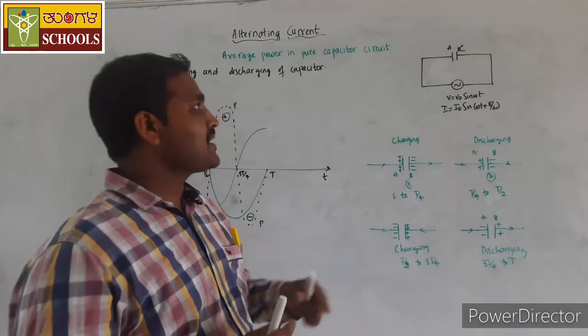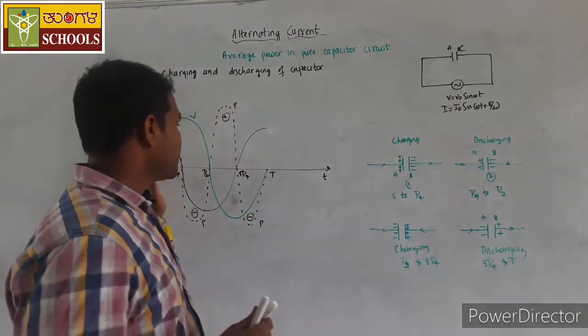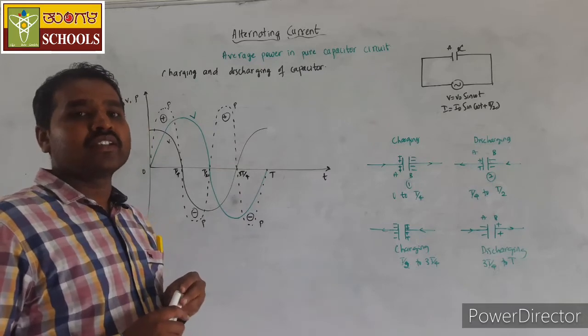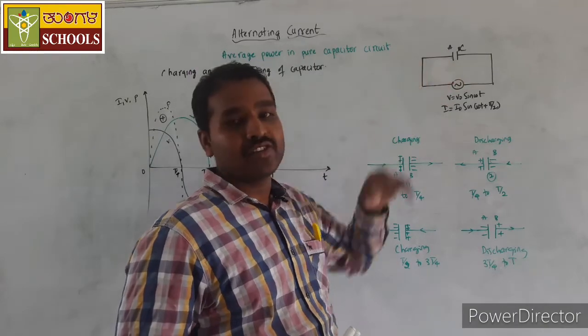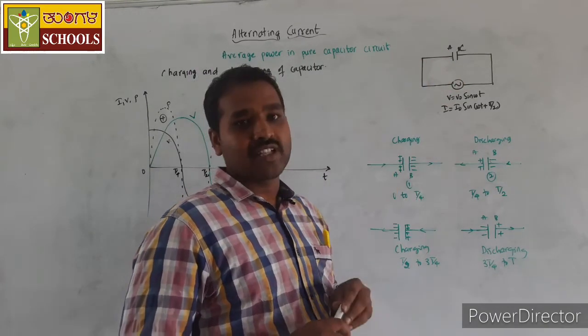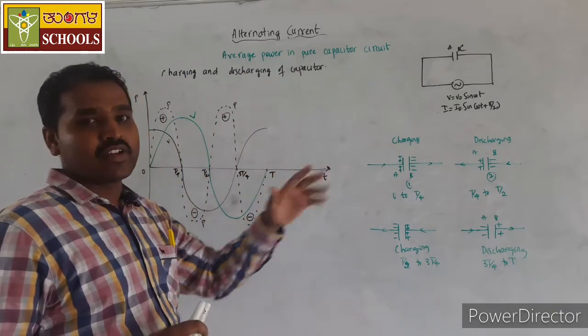Whenever a capacitor is connected to an alternating source of voltage, the current changes its direction continuously. Due to this continuously changing current, there is charging and discharging of the capacitor. How this charging and discharging occurs during one complete cycle, we shall observe.